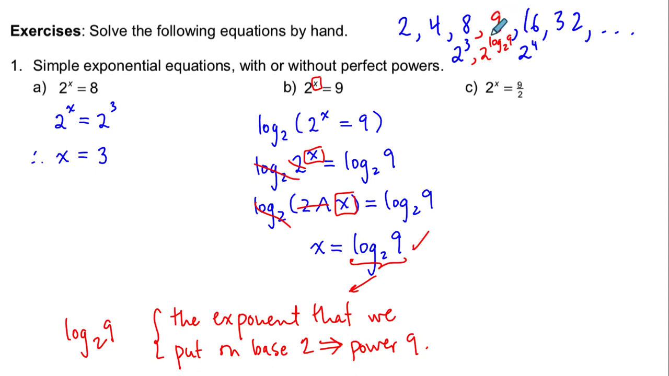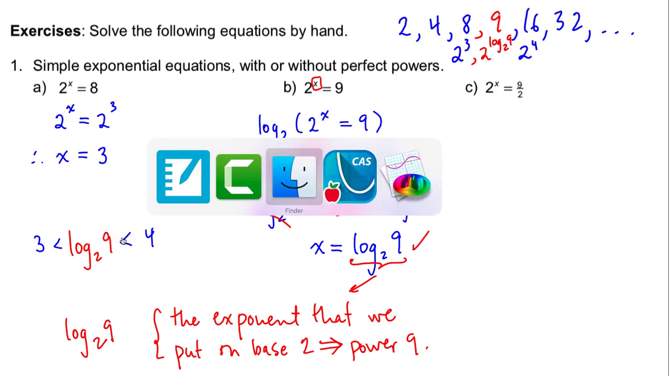And furthermore, we see that the exponent that we put on base 2 to get 9 lies between the exponent that we put on base 2 to get 8 and the exponent that we put on base 2 to get 16. In other words, log base 2 of 9 lies between the perfect exponents, or the whole number exponents, of 3 and 4. And so we can see that log base 2 of 9 is 3 point something. Let's just take a look on a calculator to confirm.